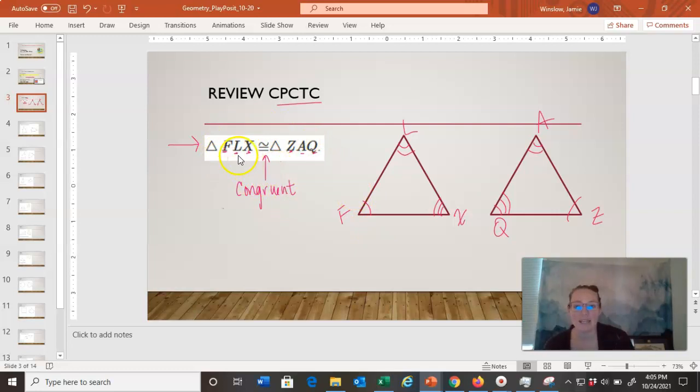So let's mark the side lengths. We have FL is corresponding to ZA. Give those 1 mark. And then LX and AQ. And then lastly, our third side, right? FX and ZQ. So just a reminder of how that congruence statement works.